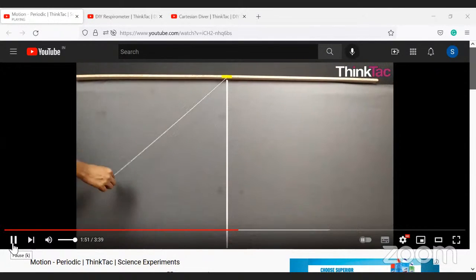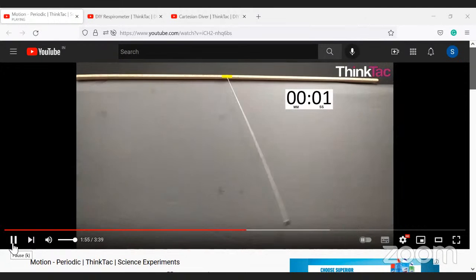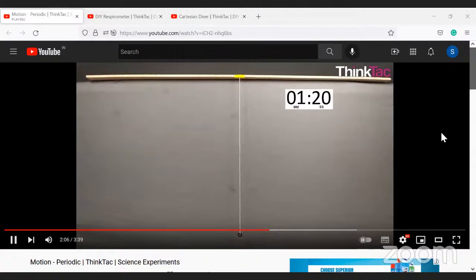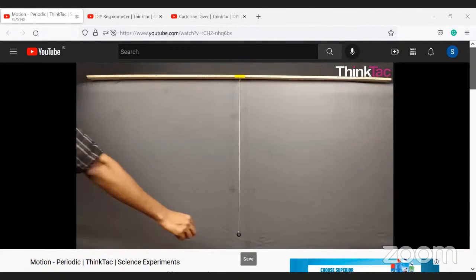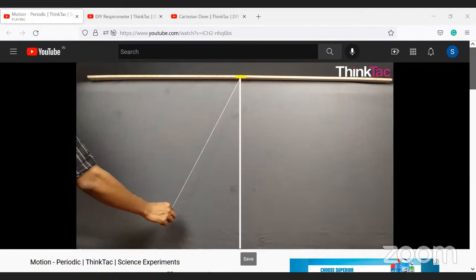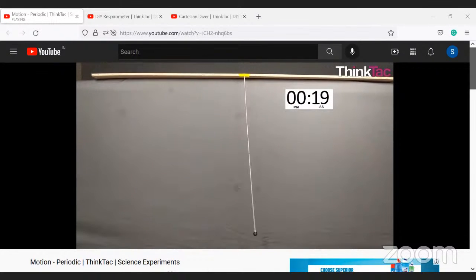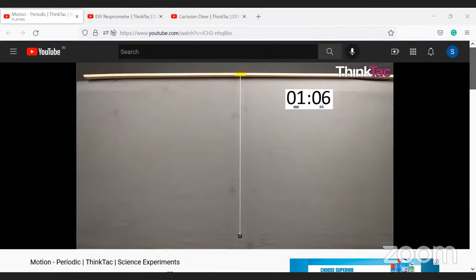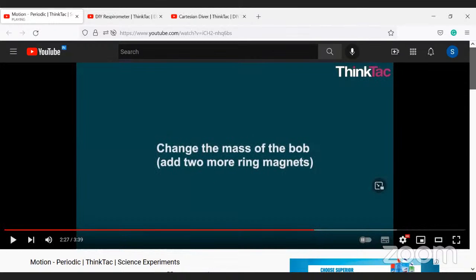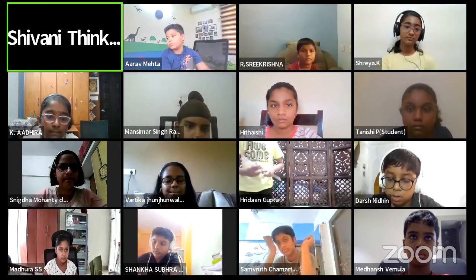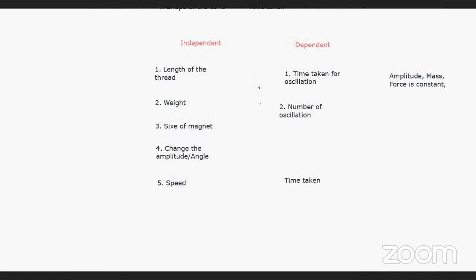Now this was the one which you guys said, changing the amplitude. Okay. I just don't want to show it further, so you might get ideas.